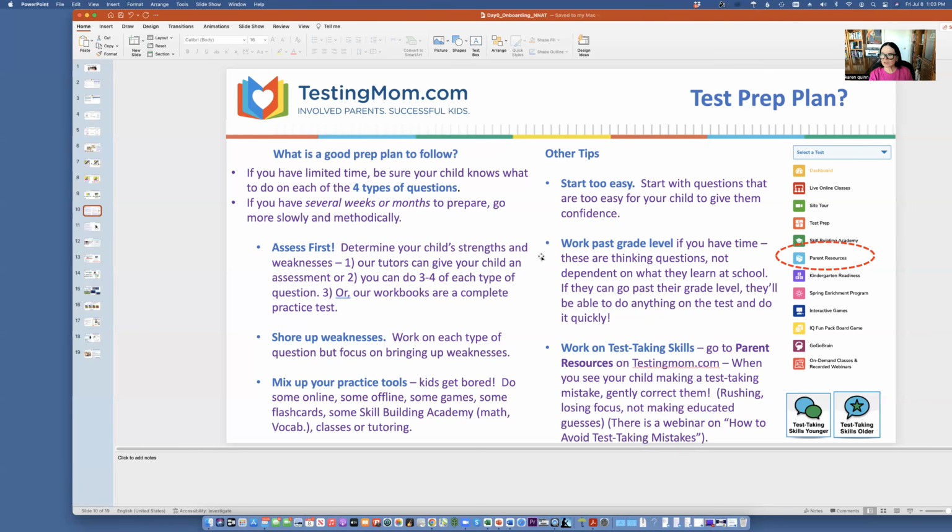And when you log into our site, just go to our parent resources section, go to test taking skills younger and older, where we lay out for you all of the most common mistakes children make when they're taking tests, and how you can gently correct them and get them on the right path to not making that mistake again. How about that?